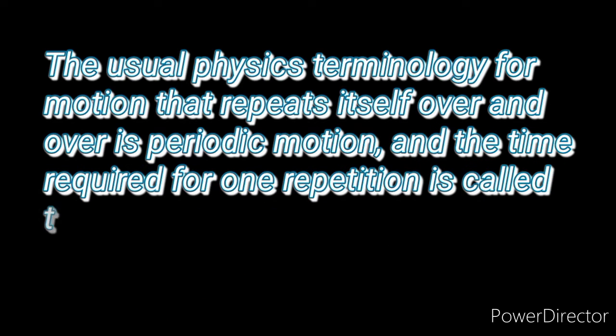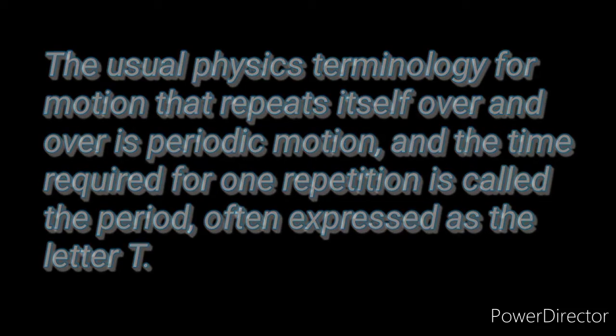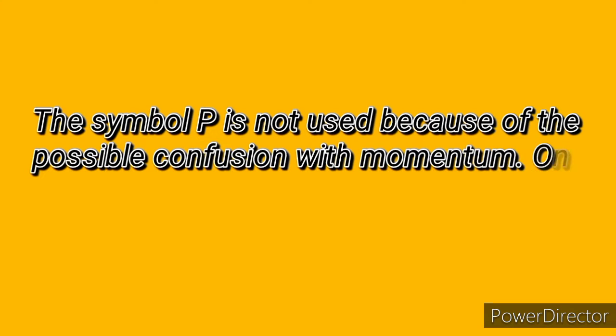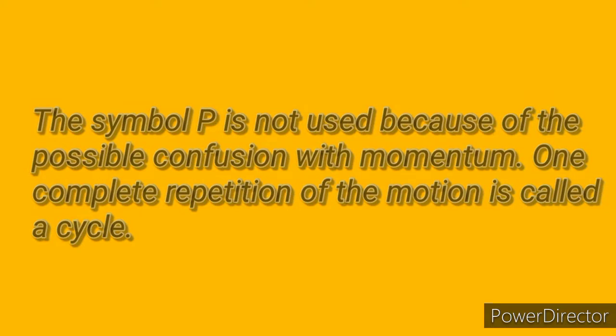The usual physics terminology for motion that repeats itself over and over is periodic motion, and the time required for one repetition is called the period, often expressed as the letter T. The symbol P is not used because of the possible confusion with momentum. One complete repetition of the motion is called a cycle.